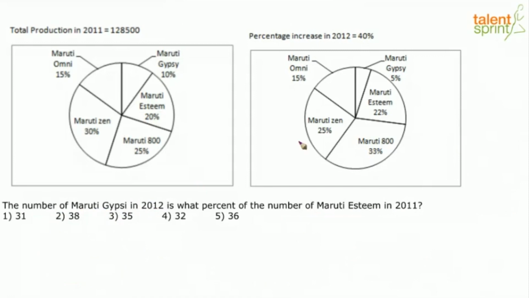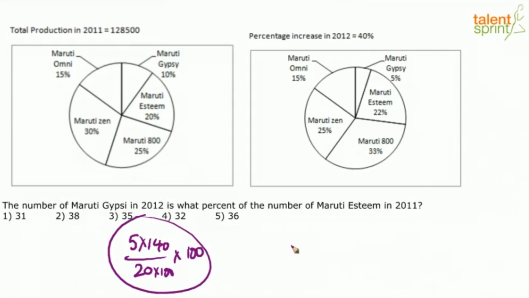Gypsy in 2012 is 5 into 140 divided by Esteem in 2011. Esteem in 2011 is 20 into 100, and that 100 will get cancelled with the actual 100. That's it. This is what you put on paper in the exam and mark the answer as 35. Clear? Do not write 1,28,500. I am not saying that you'll write it intentionally, but for many of us it has become a habit. We cannot complete the solution without writing everything. So you have to kick that habit out.